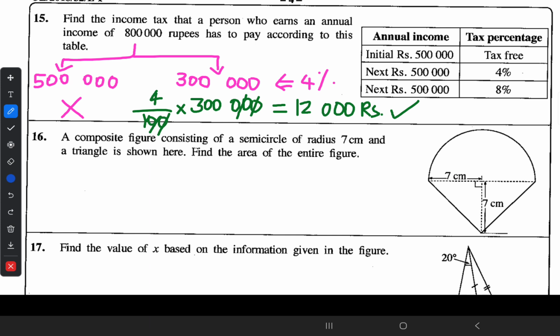And next question, a composite figure consisting of a semicircle, this one with radius 7 centimeter, and triangle is shown here. Find the area of the entire figure. So first, let's find area of the semicircular portion, then area of the triangle. We can add them together.